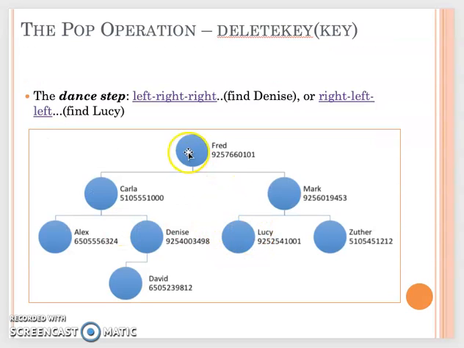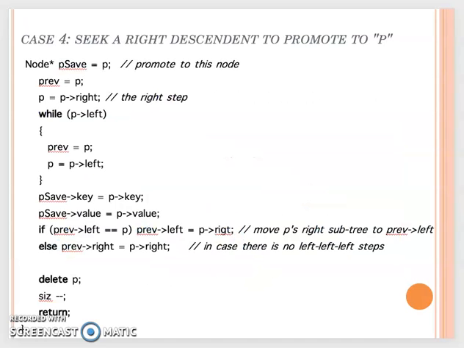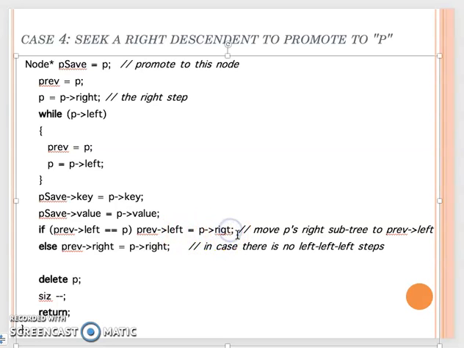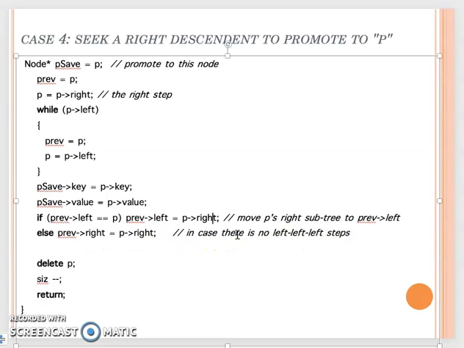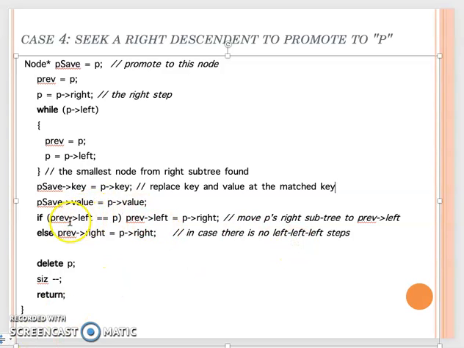If your pref left equals p, as earlier we saw with Lucy, right? If pref left equals Lucy, that means our pref left needs to be assigned. So if your pref left equals p, then your pref left is not equal to zero, it is equal to p right.